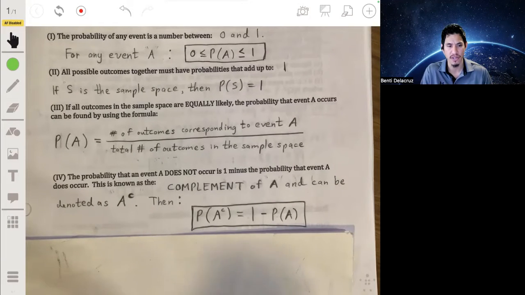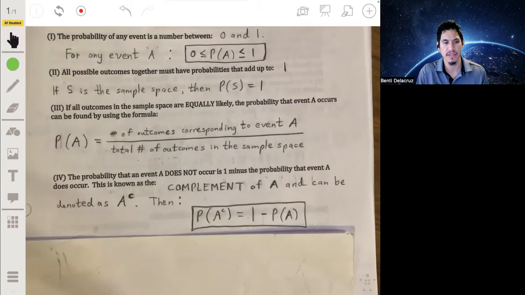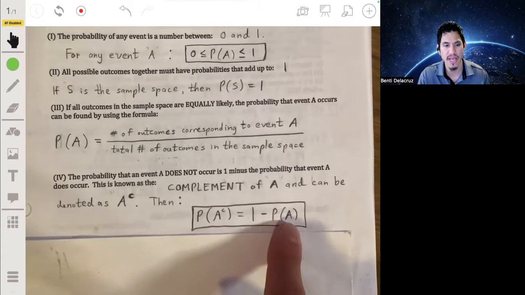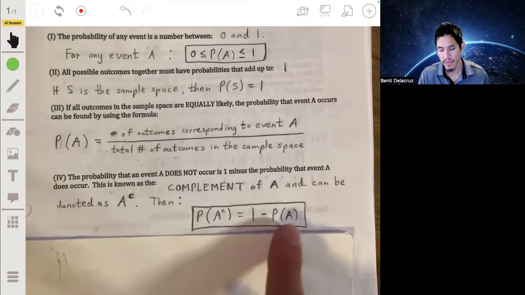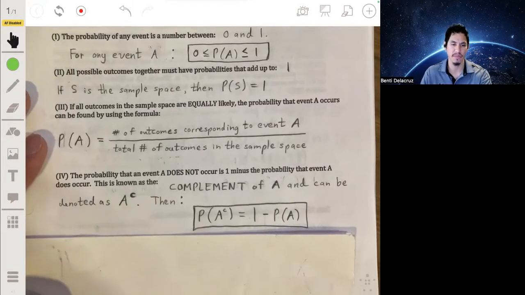It's not saying how tall you are, but you can always break things into their complement, into the event of it not occurring. And this is very useful, as you're going to see when we go through some problems. And again, it makes total sense because that means the probability of the complement of A plus the probability of A will have to add up to 1. So when you take away the probability of A from one side, the probability of A complement will be 1 minus the probability of A.